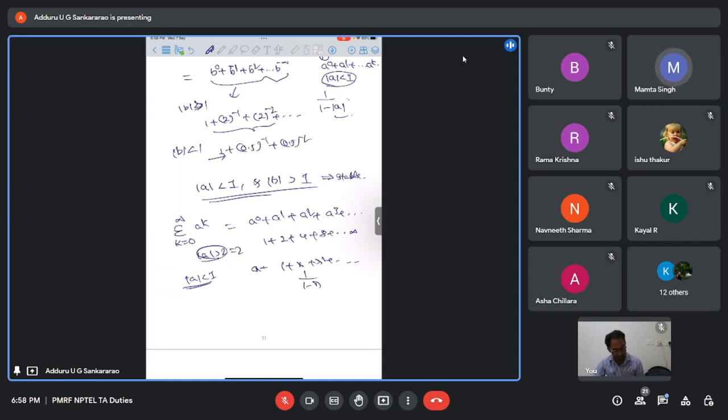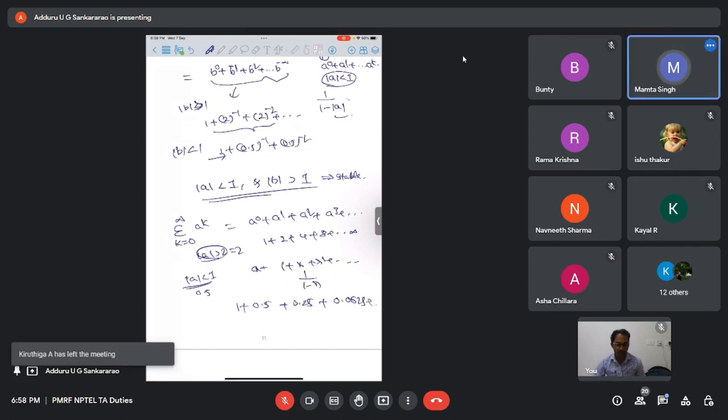Mod a less than 1 means the first term is 1, and the second term, let us say if I take 0.5, is 0.5, the next term is 0.25, the next term is 0.0625, like that. It is a finite quantity, right?